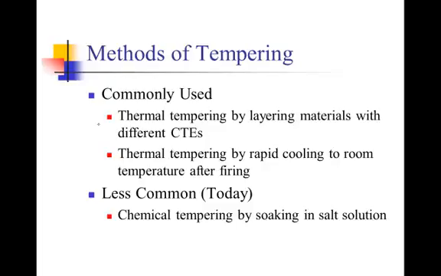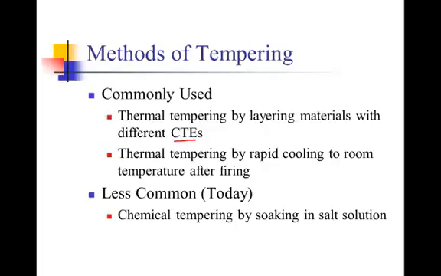The two methods that are still commonly used, the first one is thermal tempering by using different ceramic materials and laminating them together into a multi-layered object. And you choose materials that have different CTEs, coefficients of thermal expansion. So that means when processing these materials, we heat them up and cool them down, the amount that they will expand upon heating and the amount they will contract upon cooling is different.